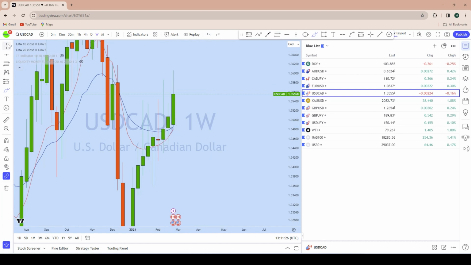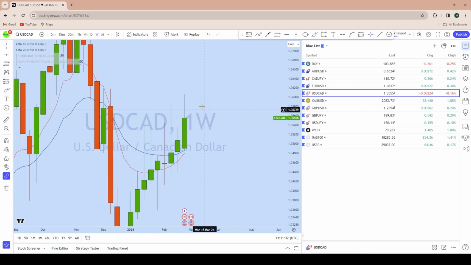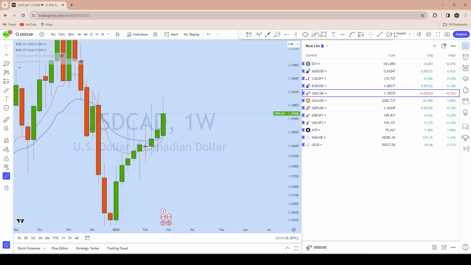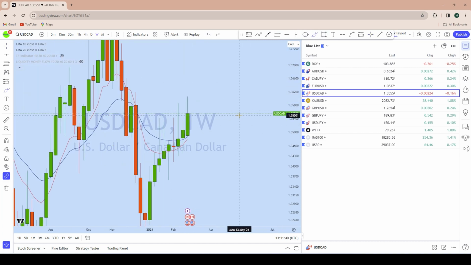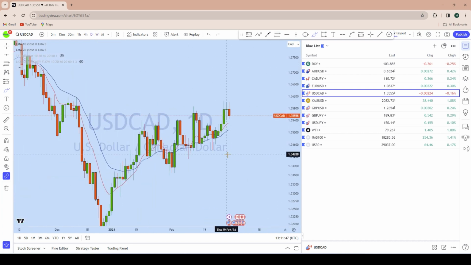Now what we can see on dollar CAD is that with that gap opening, there is a strong bullish candle followed by a long wick at the top. We will be waiting for a deeper pullback and then to bounce back to the upside to create a new higher high.